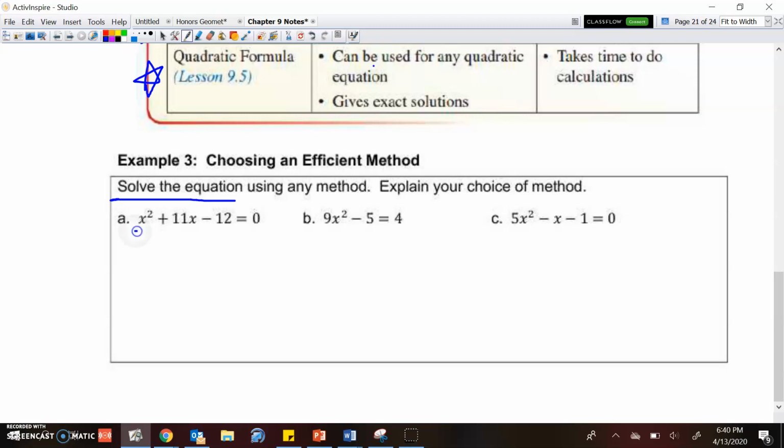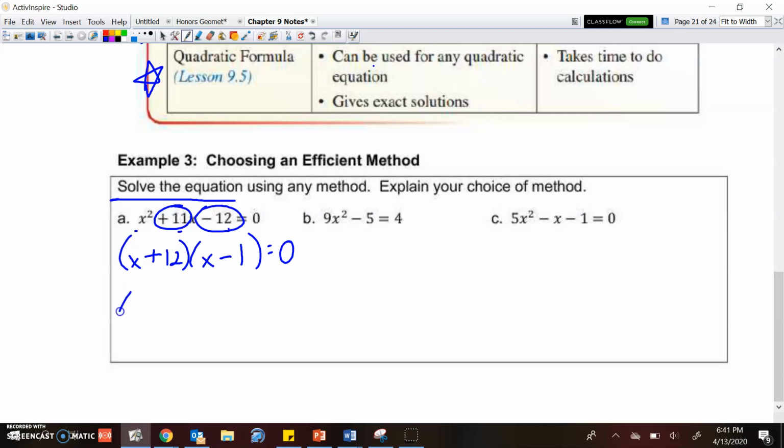So I'm going to look at this one. I have an x squared and x, a constant. Maybe I can factor it. Let's just see. So there's no GCF. I can say x and x. Now two things that multiply to give me negative 12, but add to give me 11. How about 12 and negative 1? 12 times negative 1 is negative 12, and 12 plus negative 1 equals 11.